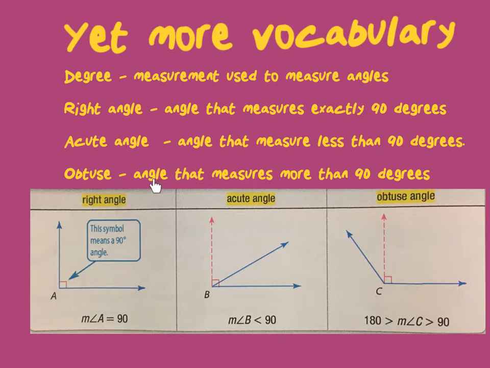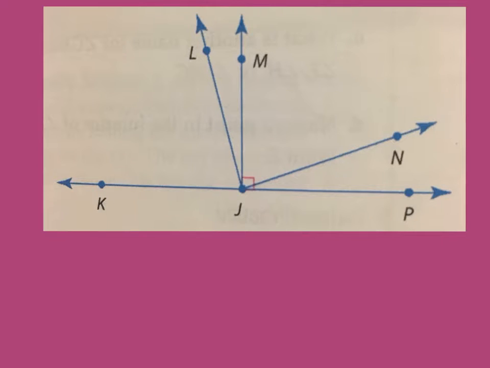And then lastly, an obtuse angle is one that is more than 90 degrees. So here again, we have our dotted line with the half square, which signals that this angle is 90 degrees. But angle C is beyond that, and so it's more than 90 degrees, but it's less than 180. This is called an obtuse angle. All right, so moving on.